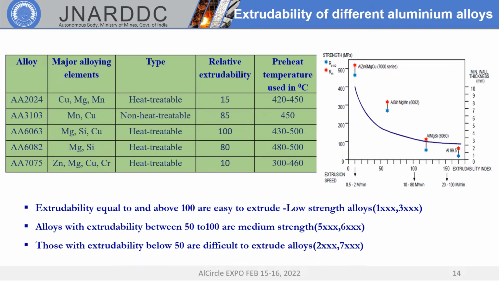The table indicates the extrusion of various alloys using the press available at JNARDDC. AA6063 has the highest extrudability, and you can observe the extrudability of other alloys has been rated with respect to 6063. 7075 has the lowest extrudability, that is 10, and 2024 has slightly higher extrudability than 7075, that is 15. 6082 has lower extrudability than 6063. 3103 also has higher extrudability than 6082.